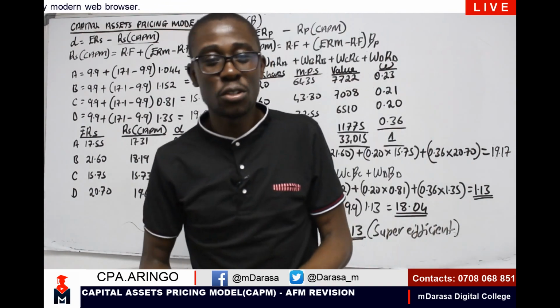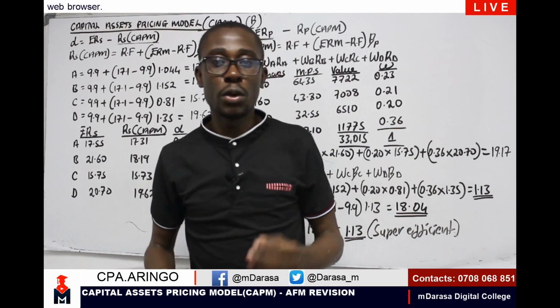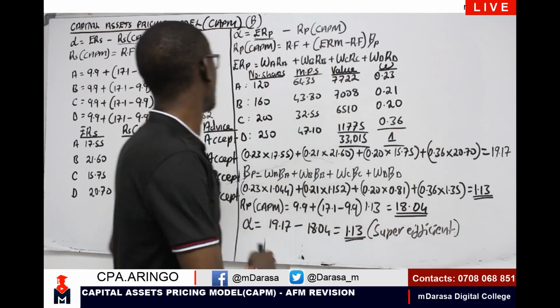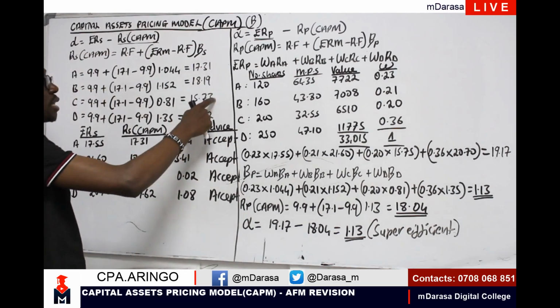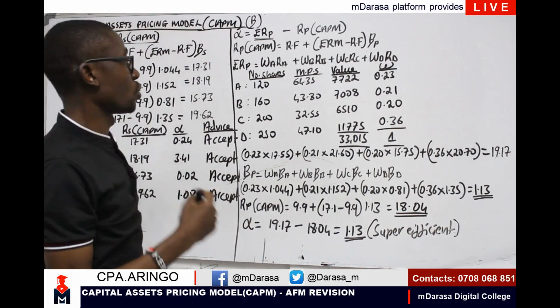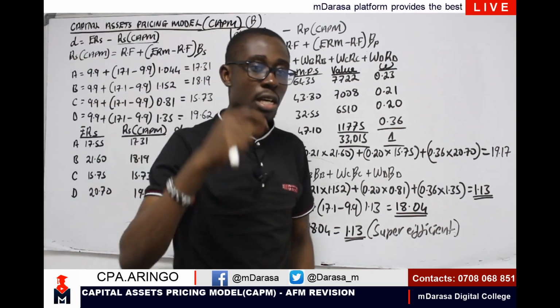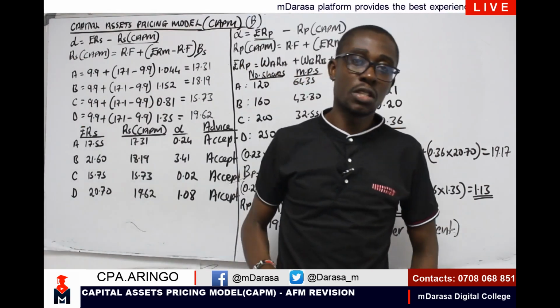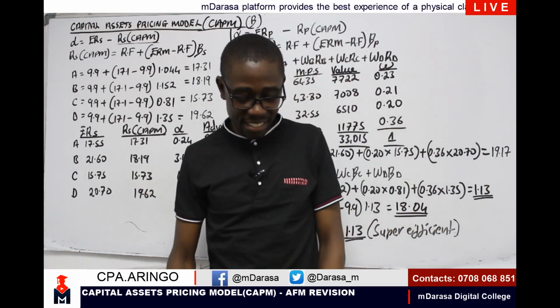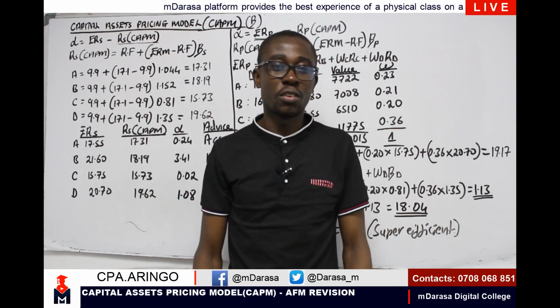So in our next class, my good students, what if we are looking at scenarios whereby you are not given the beta of the securities? Like in this case, you're given the beta of the securities, right? What if you're not given the beta of the securities? How will you determine the beta of the securities? That's a concept that I want us to study in our next class in this revision of ours.